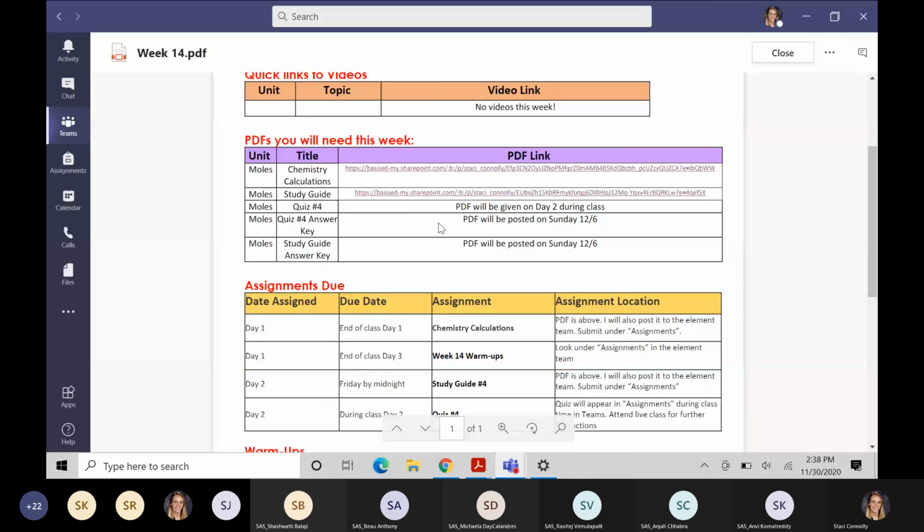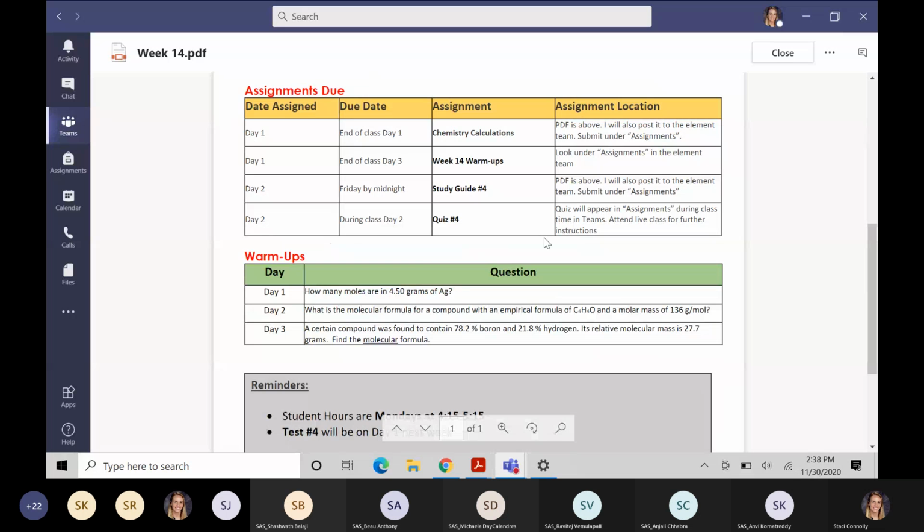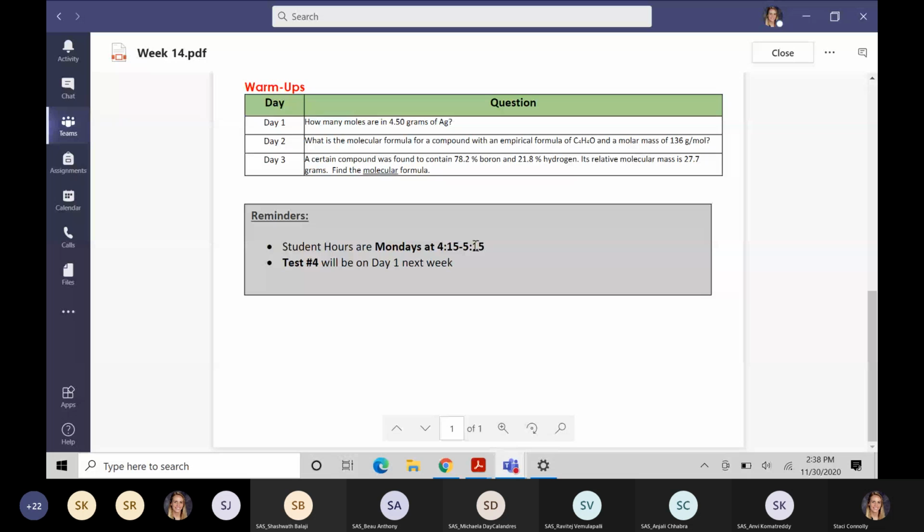There are no videos this week. Here are some links to PDFs you might want to print out. Here are the assignments we're going to be doing this week. Here's the warm-up for each day. We're going to have student hours today from 4:15 to 5:15, and you're going to have a test next week.